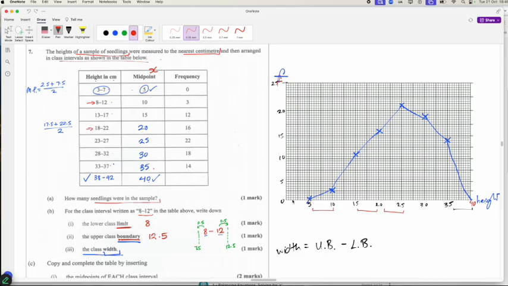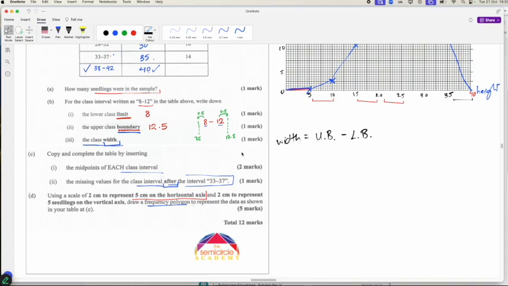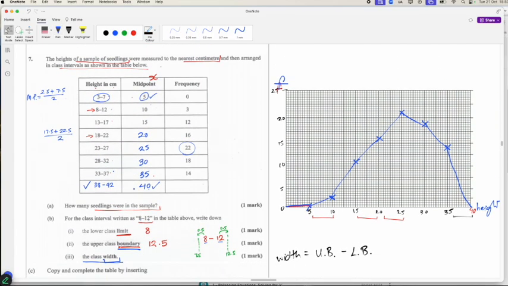By the way, I didn't close it, so now I'll close it on this side, and we can see it's already been closed on this side, right? So on this side it definitely has to close, right? And then the midpoints are used for there, and the frequency, well, the highest frequency I have to deal with is 22. They tell me here to use 2 centimeters to represent 5 seedlings on the vertical axis. So on the vertical axis, 2 centimeters here representing 5, 10, 15, 20. And then of course you just plot your points, right?